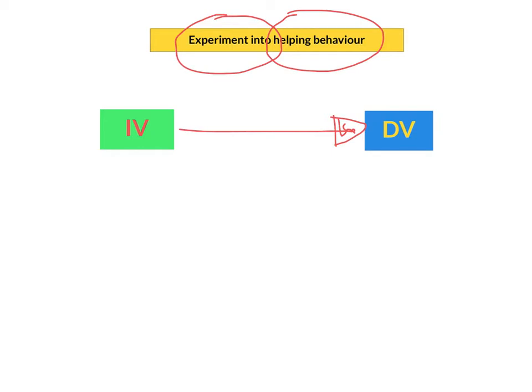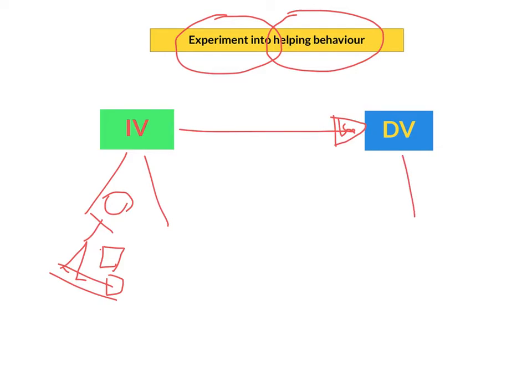So where do we go with this? Well, what I might do is have a person who's walking along a corridor, and they drop some papers and some books. Great. And so then my DV could be whether somebody comes along and helps them pick up the books. Okay, so that's whether that person comes along and helps do that. Not sure that picture really worked.